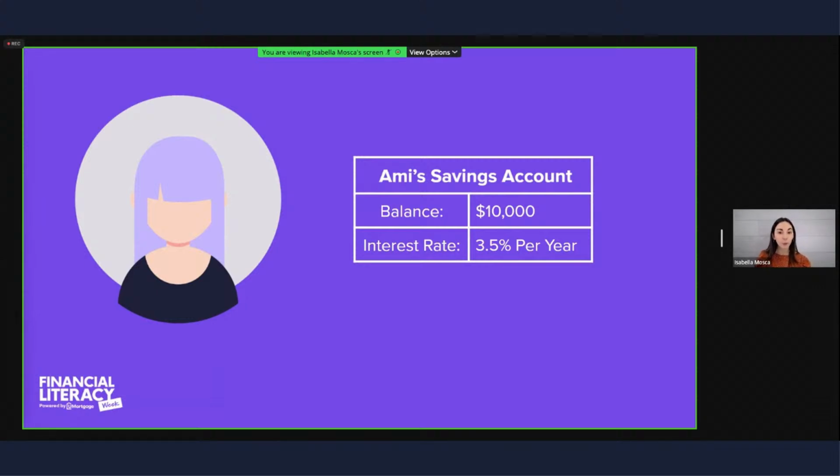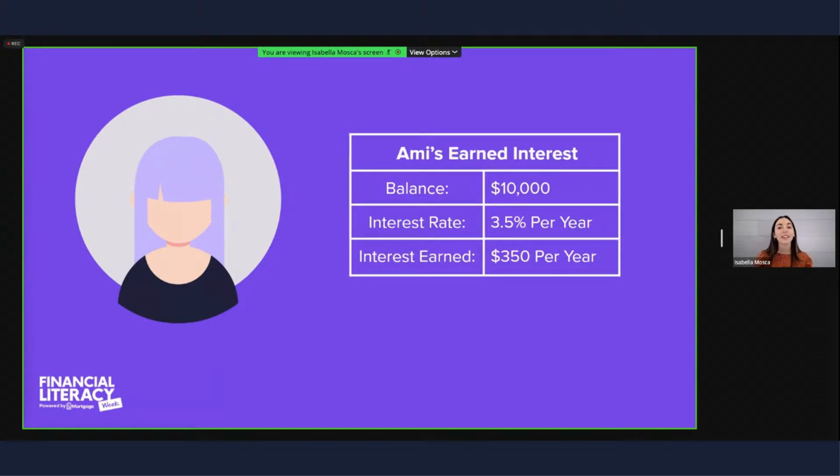Unlike our first example with the credit cards, the aspect of interest works in Amy's favor. As Amy's interest is calculated, we'll use the same formula we learned at the beginning of this session, and what we'll adjust for is calculating it per year. Over the course of 1 year, Amy will earn $350.